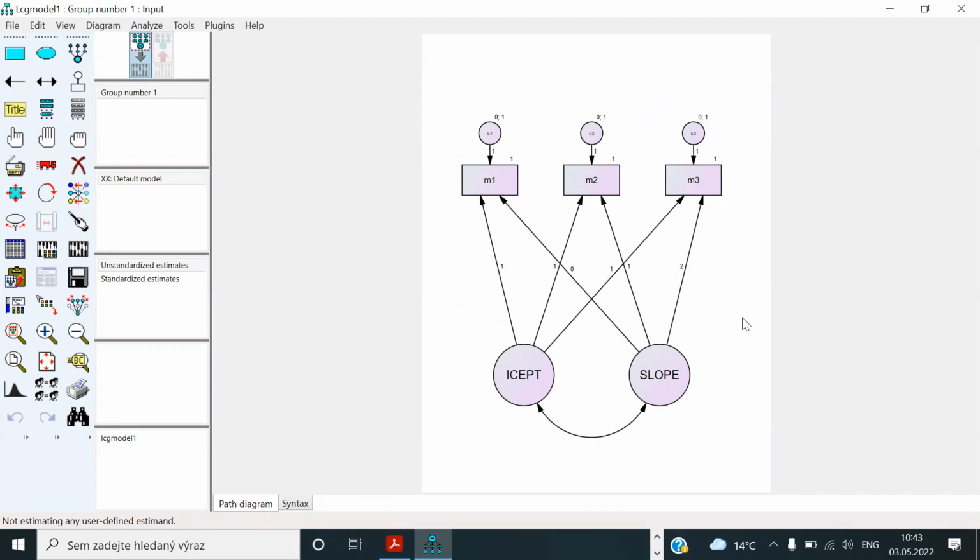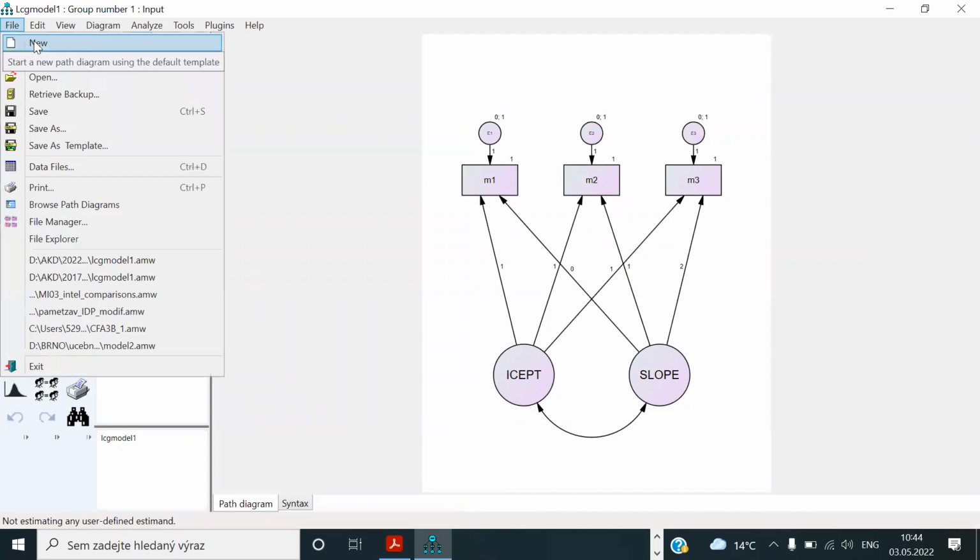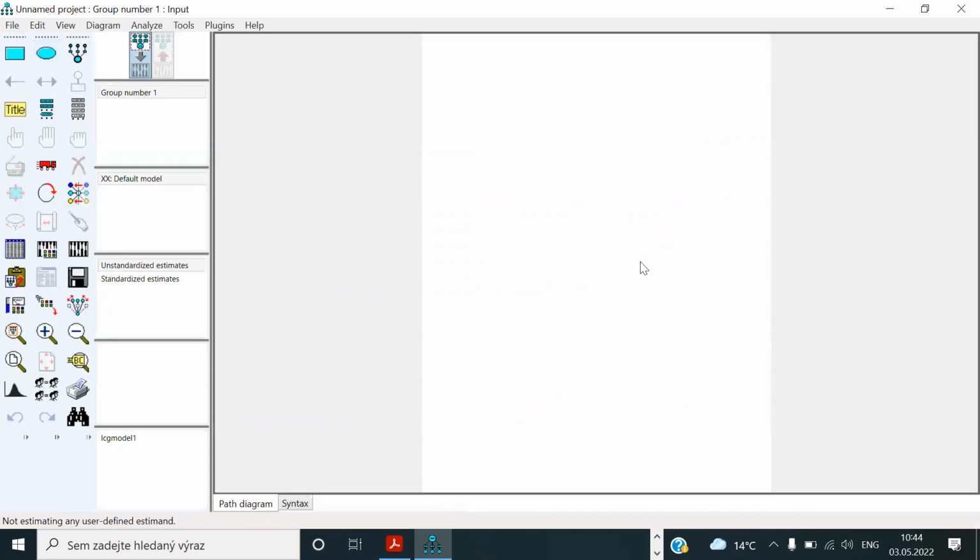So here you can see that we have a predefined model, but I can show you that in Amos, to define this model is very simple with this graphic tool. So I will click on File and New. So I have a blank space here currently, and this is the space in which I can prepare the model.